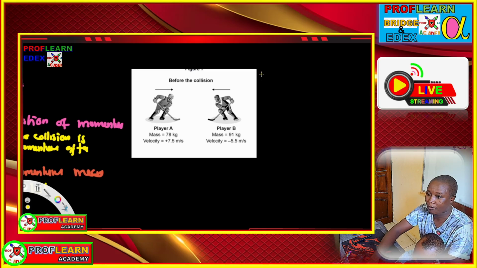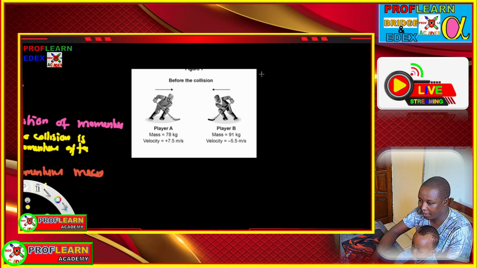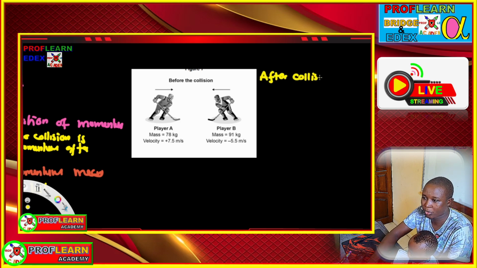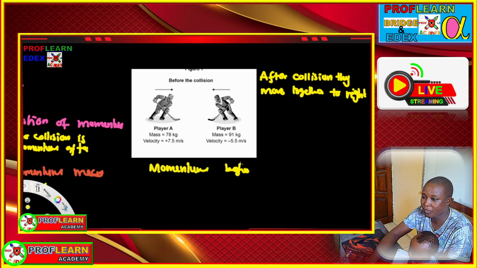We're told player A has a mass of 78 kg and a velocity of 7.5 meters per second. Then we have the second player, who has a mass of 91 kilograms moving to the left, which is negative 6.5. You are supposed to work out the velocity at which they move together after collision.